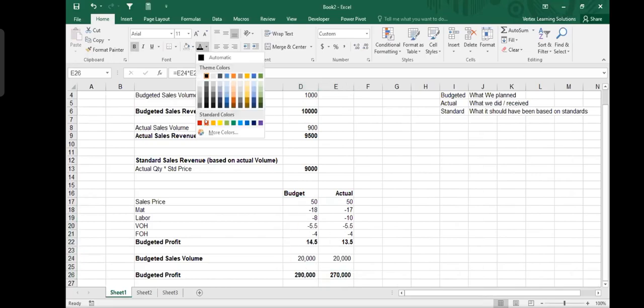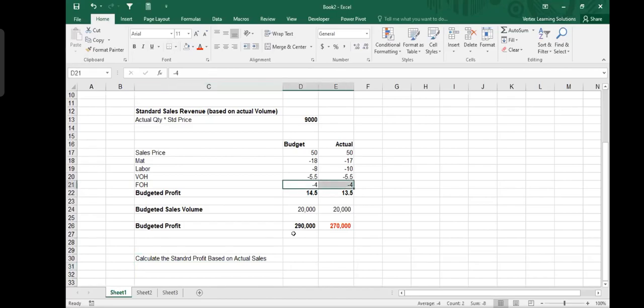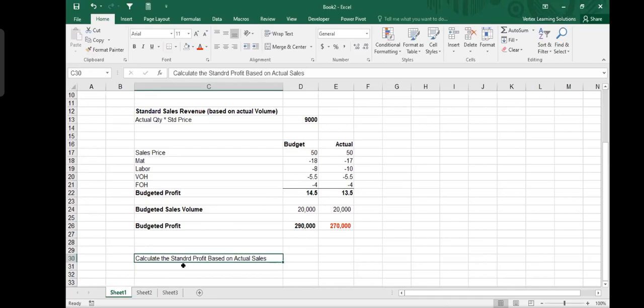Now, what does the question say? The question says, calculate the standard profit based on actual sales. Okay. How would you calculate this thing? If I don't give you the variances, they gave you the variances in the question. I'm not giving you any variances. I'm just giving you this question, this requirement. Can you answer me this question?